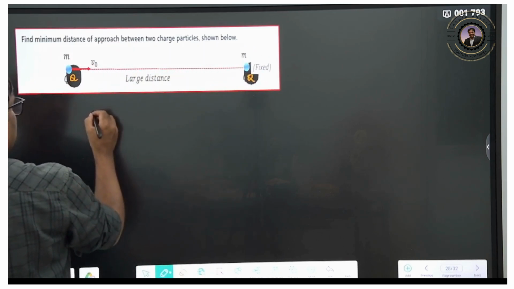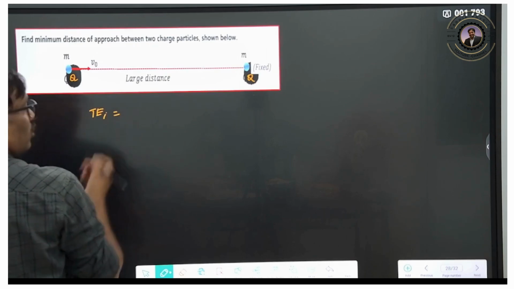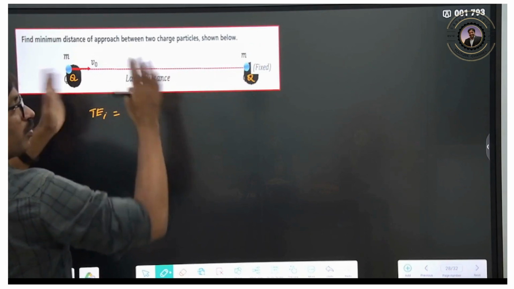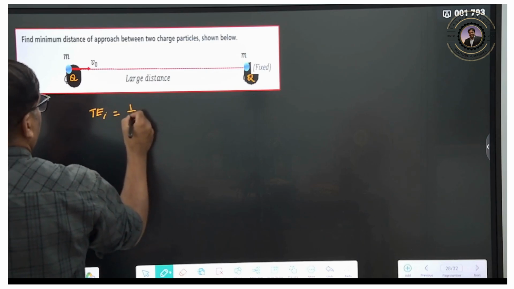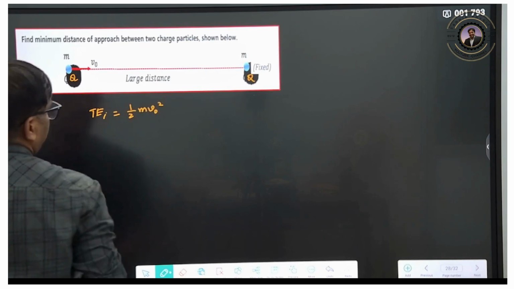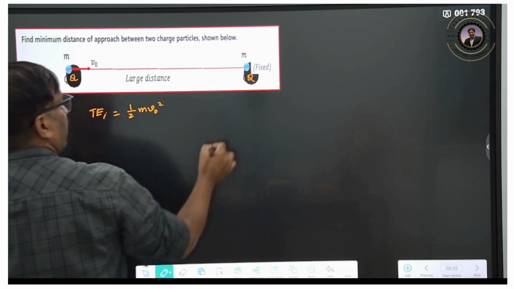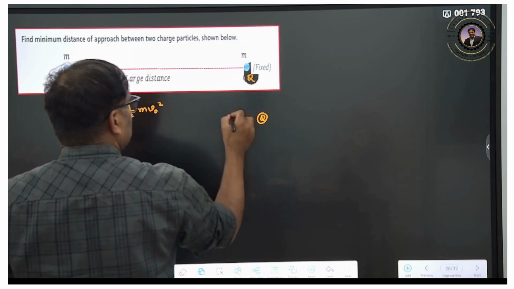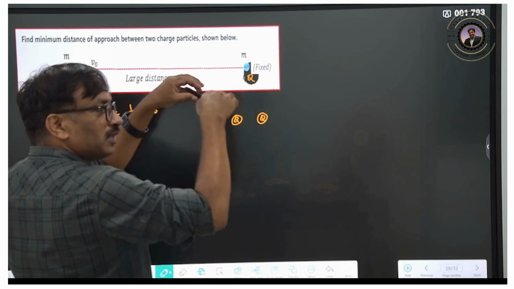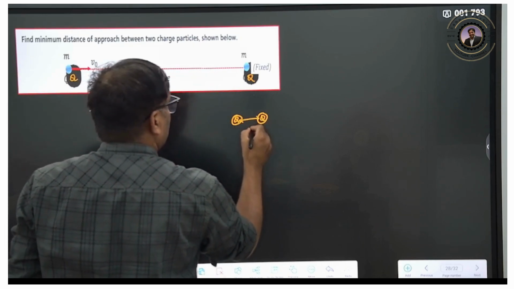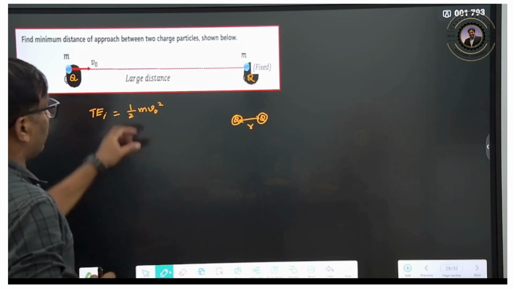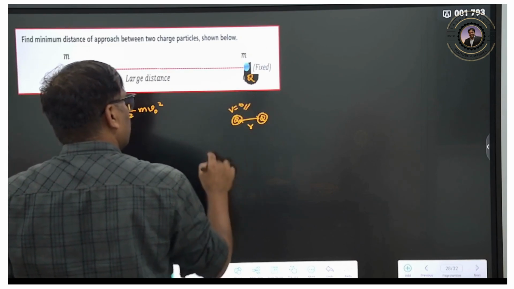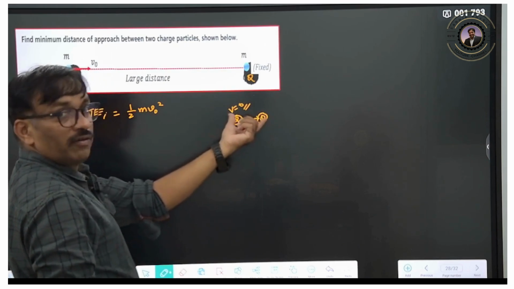Initially, we can use the law of conservation of energy. Initially there is no potential energy because the distance is large, so potential energy will be 0, and it will have only kinetic energy, half m v naught square. Finally what will happen? This one is already fixed with charge q, so this becomes q. As it goes near this one, its speed gets decreased, and this will be your least distance. Clear? Whatever kinetic energy decreases, finally the velocity becomes 0. At that point they are at the closest distance.